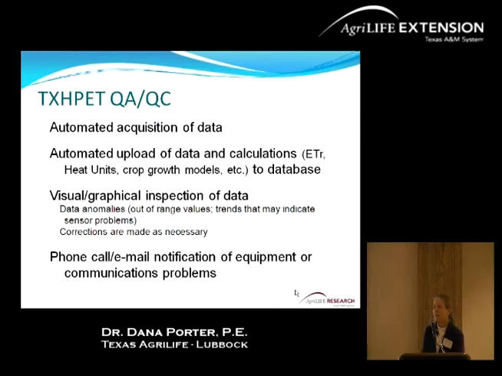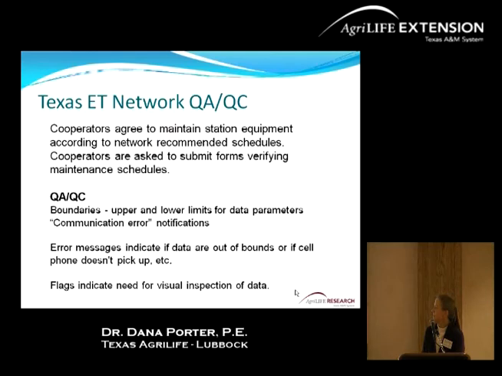Phone call, automated email. If there's a problem with a sensor or communications, then that's automated, and then Don will make a phone call to the right person to go fix it as necessary. Similarly, the Texas ET Network has boundaries. They have automated communication errors like we do. They have flags with their data that tell Charles to go look at it visually and find out what's wrong, if it's a sensor problem or some other issue. The main difference is that a lot of their stations are cooperator stations, so they'll have an agreement with the cooperator and a signed document that, yes, you agree to maintain the station according to our specifications. And so there's a trust and an assumption that you will follow that.